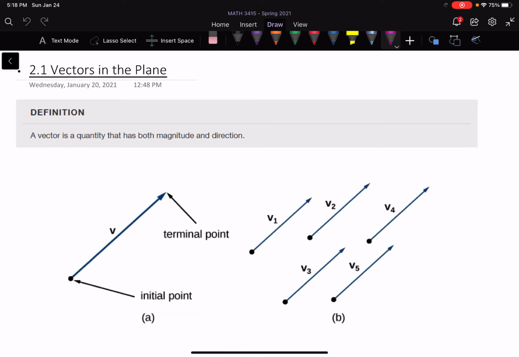Hello, this is section 2.1, vectors in the plane. And it says vectors in the plane, but we're really going to talk a little bit about vectors in space as well. Just because in a lot of situations, it really doesn't make a difference whether it's in the plane or in space. You basically just have an extra number.